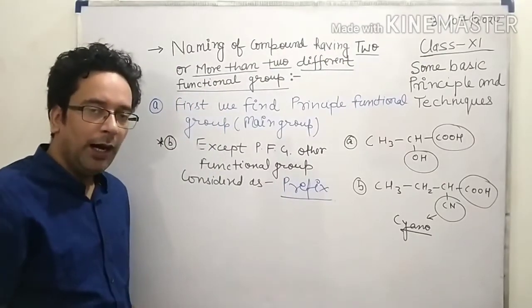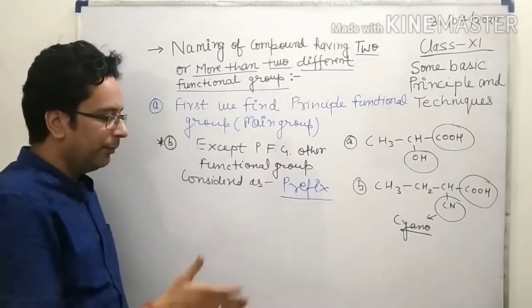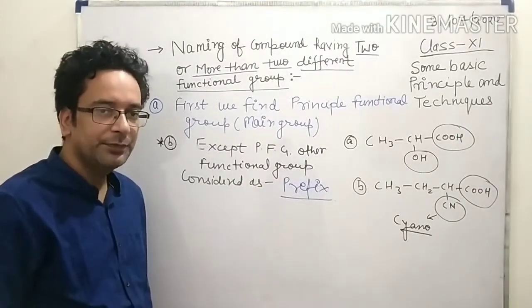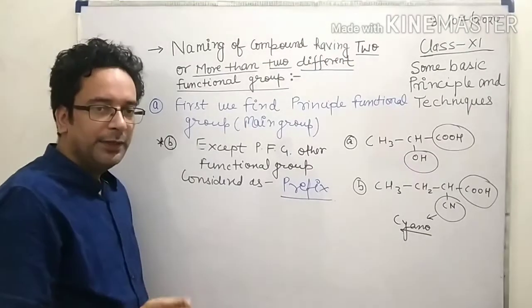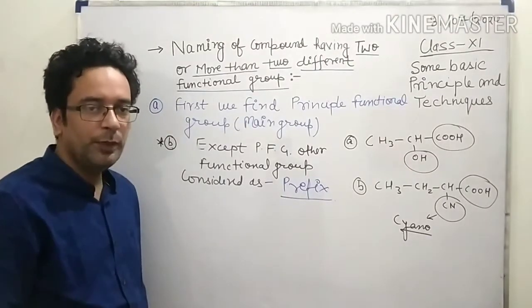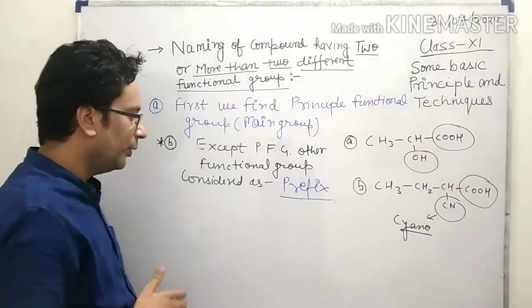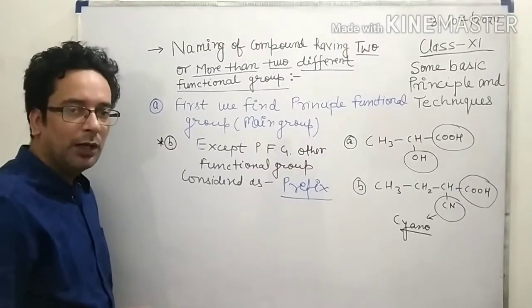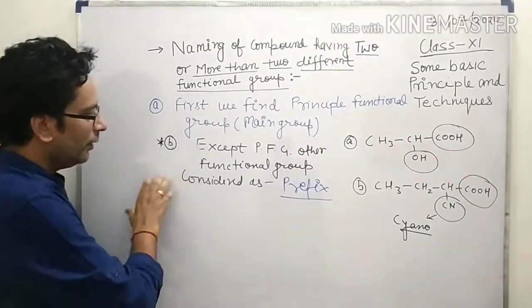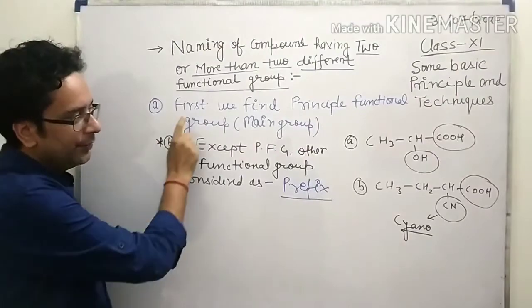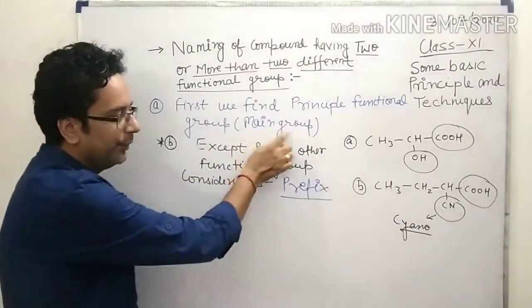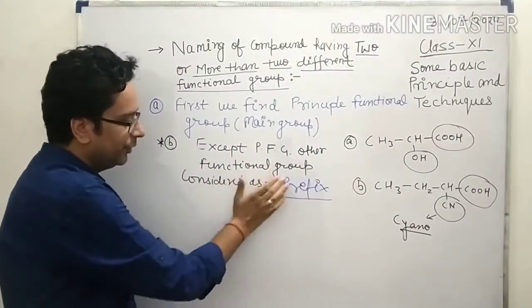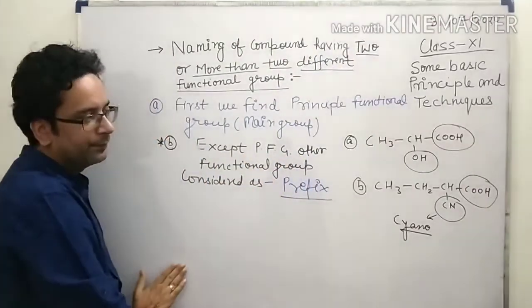Now all other rules are applied in a similar way. Means first we select the longest chain, numbering from that side where the functional group or side chain is nearest, and then naming of substituents according to alphabetical order. So these two points are very important. First we find the principal functional group, that is main group. Second, except the principal functional group, other functional groups are considered as a prefix.